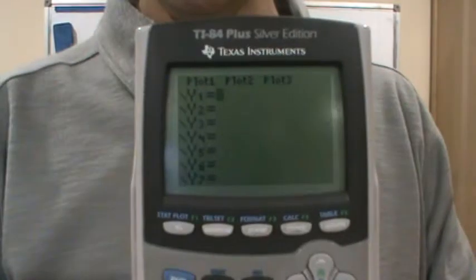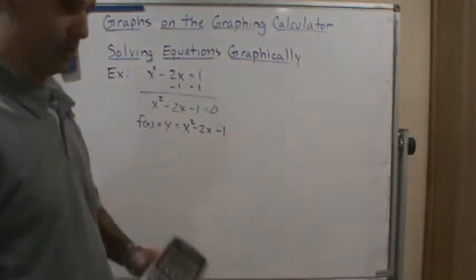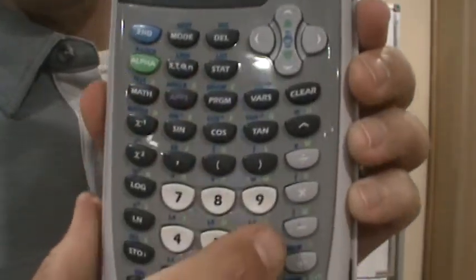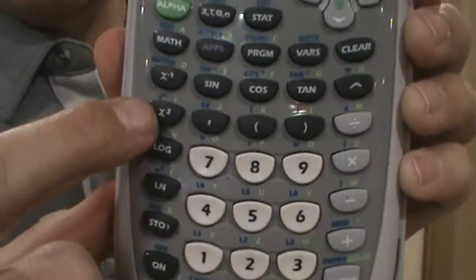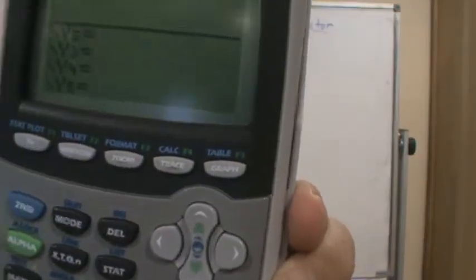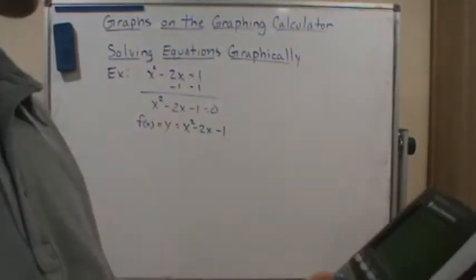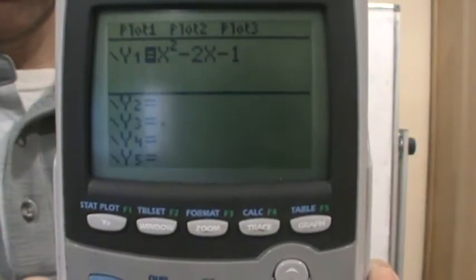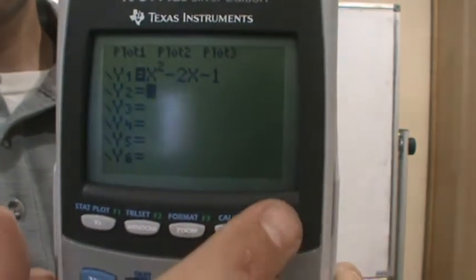So again, what I'm going to do is enter this into the calculator. So I'm going to do x squared, so I'm going to go to x, and then go to my square key, which is right here. So I get x squared, and then minus 2x, minus 1. And so that's what I have. And I'm going to hit enter, and now I'm going to hit graph.